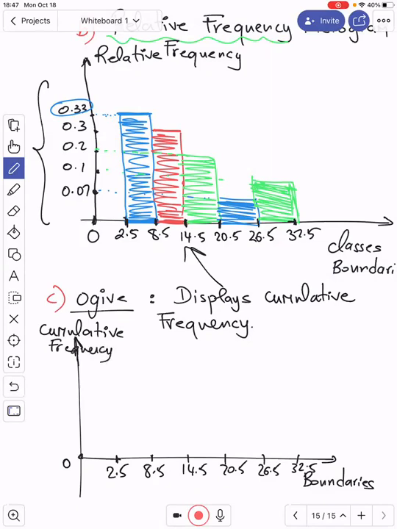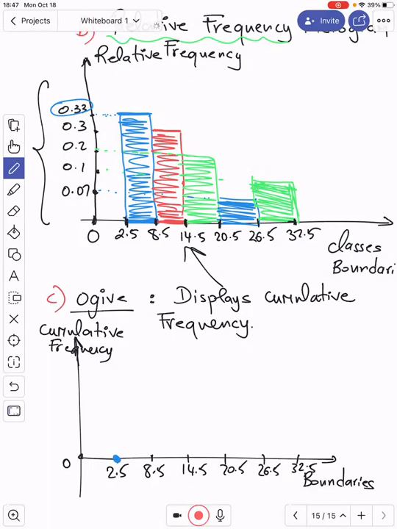When you draw your ogive, you always start from the starting point, it's not 0. I saw some of you in the homework, for some reason, started from 0. The starting point is the first lower boundary, which is 2.5. So you start your ogive from the 2.5, from the first lower boundary.